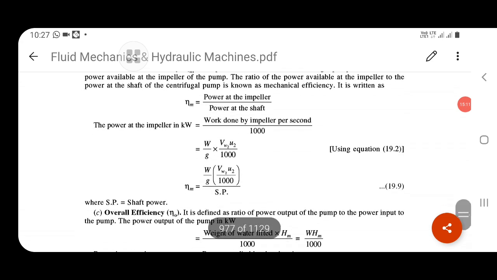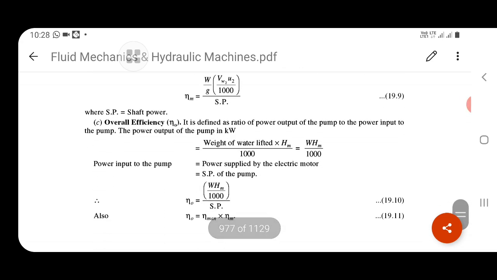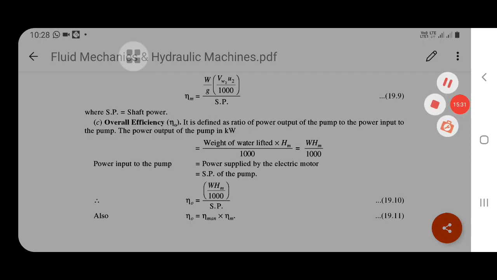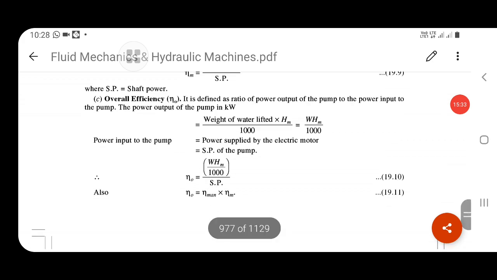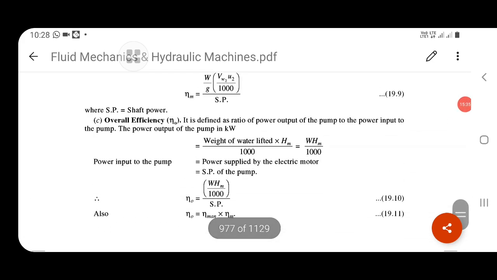So last is the overall efficiency. Overall efficiency is w into Hm upon 1000. So overall efficiency is the product of manometric efficiency and mechanical efficiency. So in this way we have completed the velocity diagram and formulas.